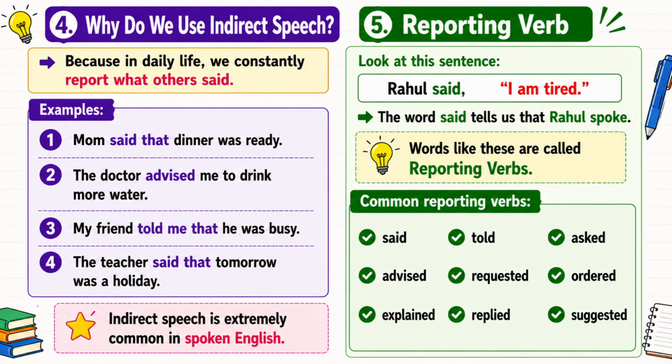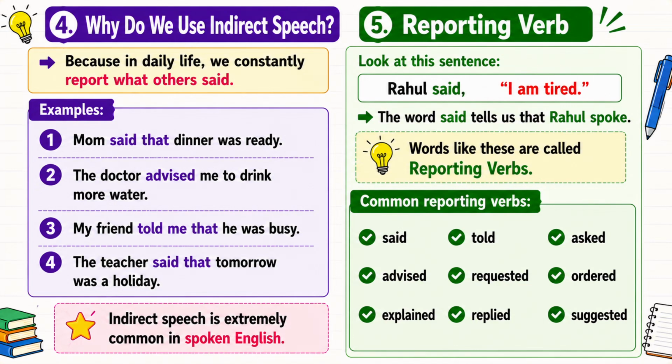Now let us understand why we use indirect speech. In daily life, we constantly report what others say. Example 1. Mom said that dinner was ready. Example 2. The doctor advised me to drink more water. Example 3. My friend told me that he was busy. Example 4. The teacher said that tomorrow was a holiday. Indirect speech is extremely common in spoken English.